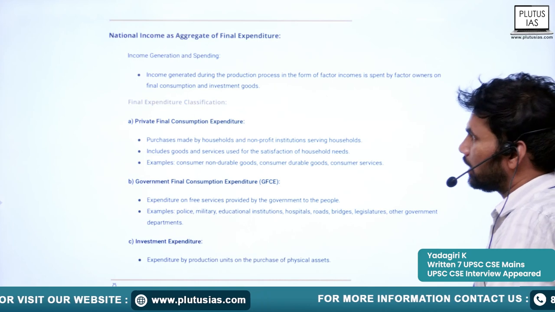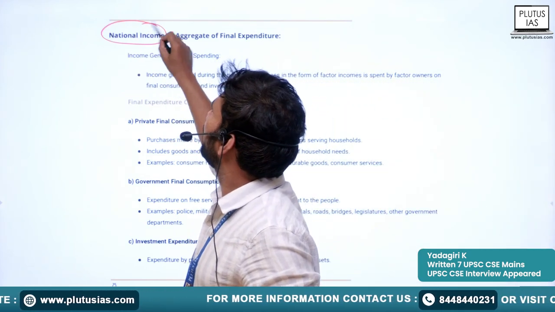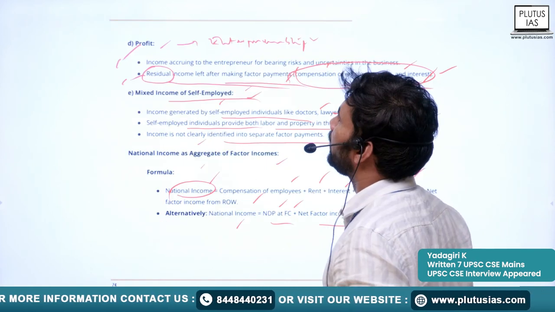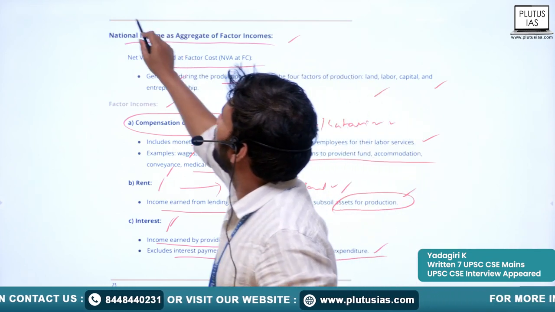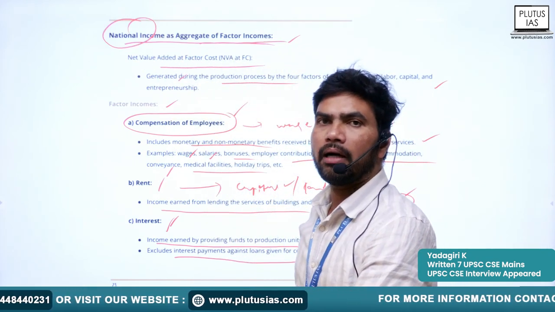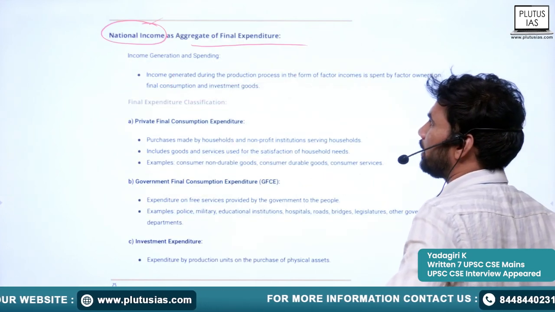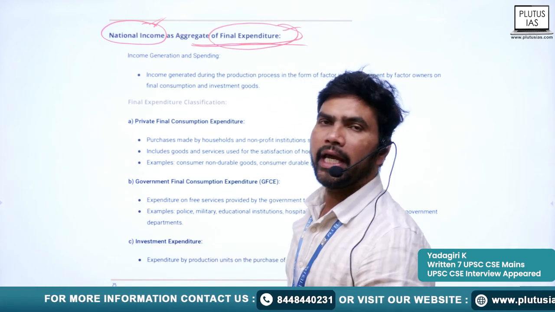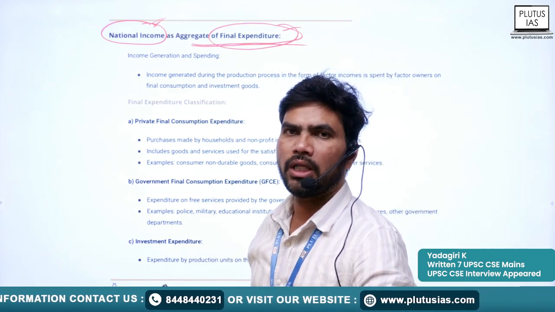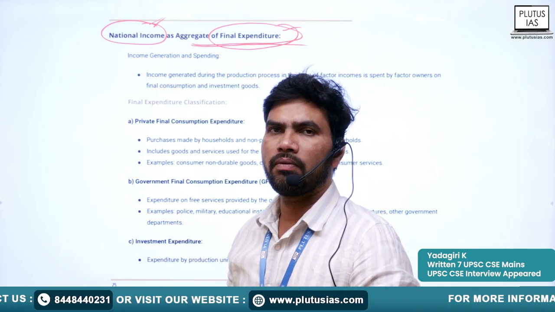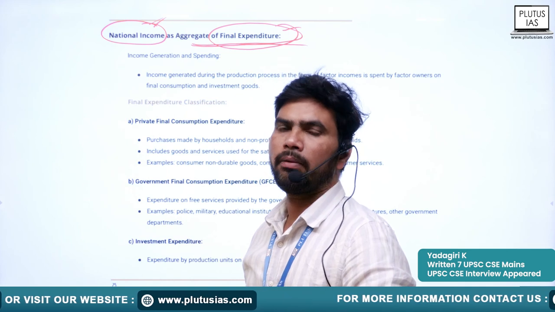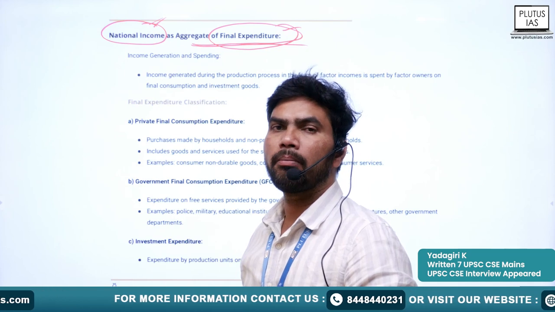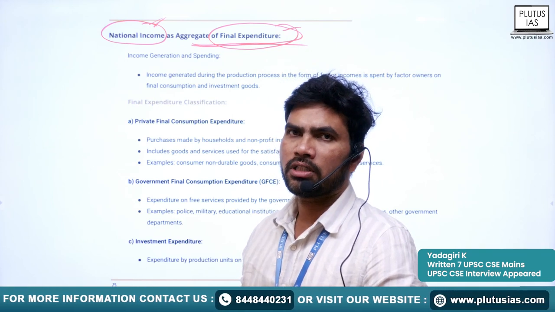Right. Further, we can get the national income as an aggregate of final expenditure also. So here we have calculated the national income as an aggregate of factor incomes. In the second process, we are trying to get the national income as an aggregate of final expenditure, because in the beginning we have understood that in an economy all the income is equal to all the expenditure made by the individuals. So now, until now, we have understood how national income can be calculated through the process of incomes.